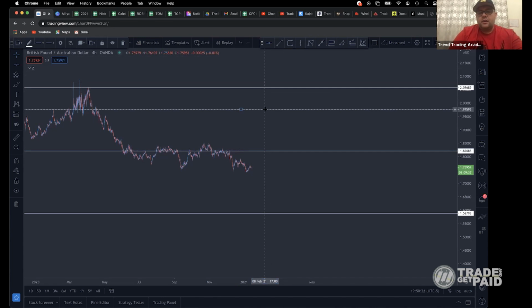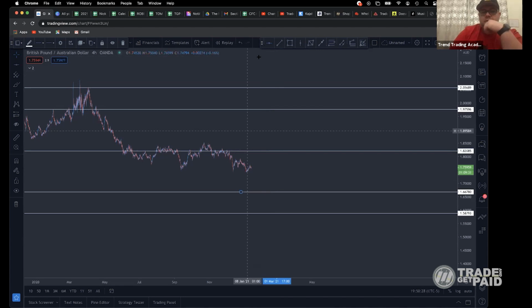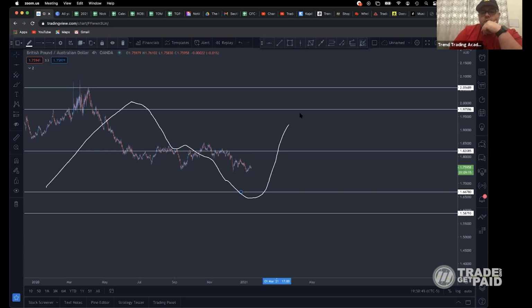We got a 70, and we got a 30. All right. Imagine this is an RSI. And then what we're going to do, you know how the RSI moves, right? It goes up to overbought, and then it drops down, comes down here, oversold, overbought, oversold. We understand how the RSI works, right?